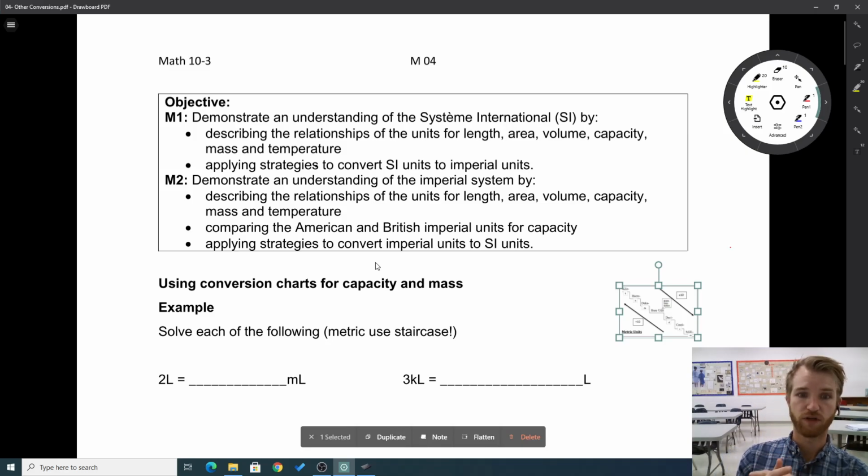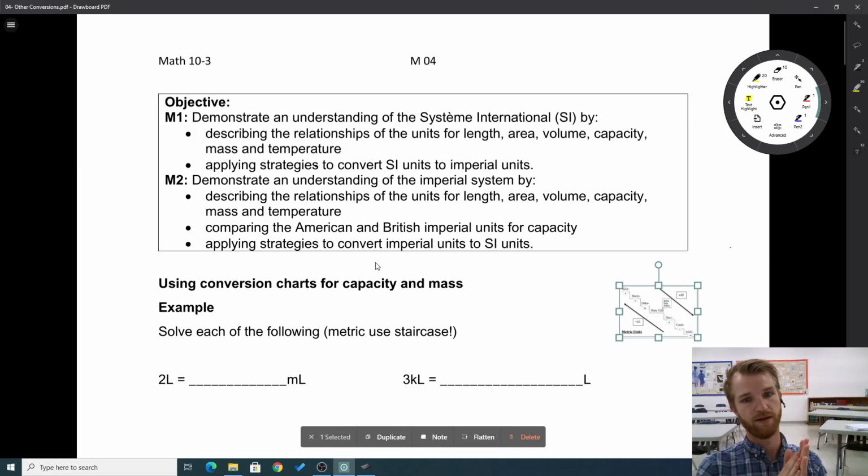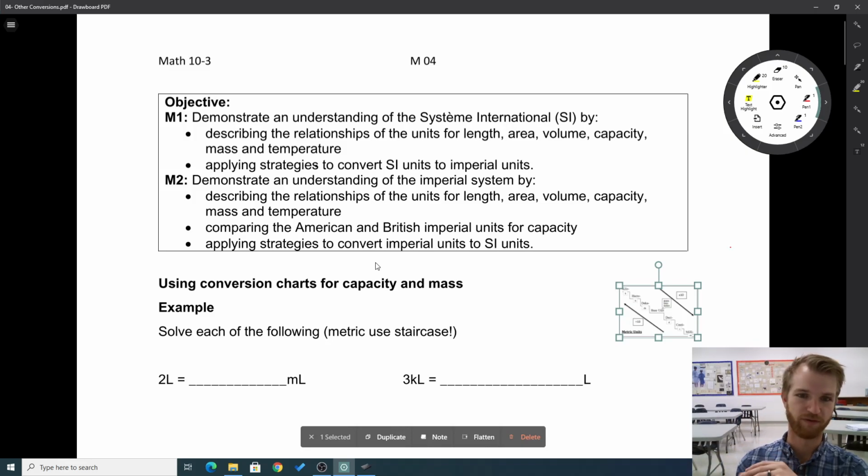So for metric, it's nice and easy. It's just different kinds of liters in the same way that meters works for metric. And then like before, for the imperial system, there's a whole bunch of different things like ounces and cups, etc. Okay, and then we'll also do mass.